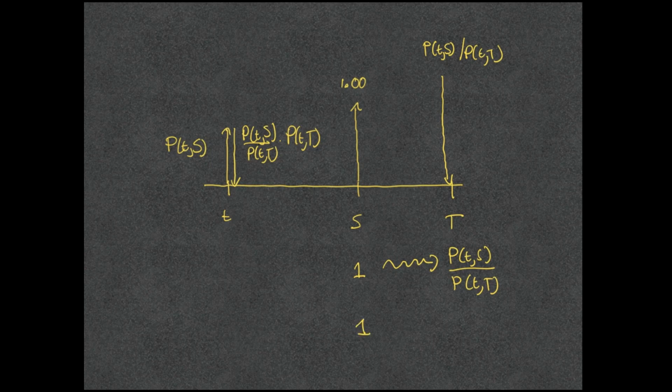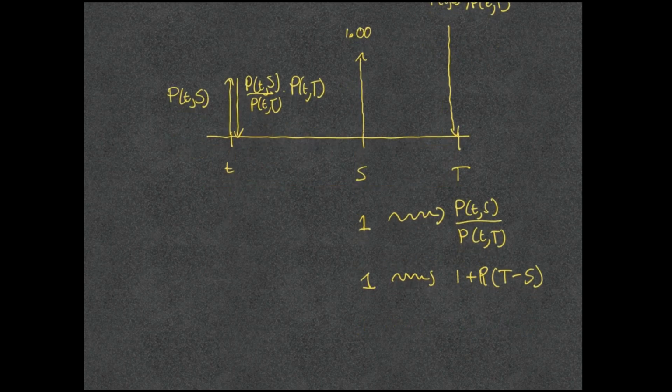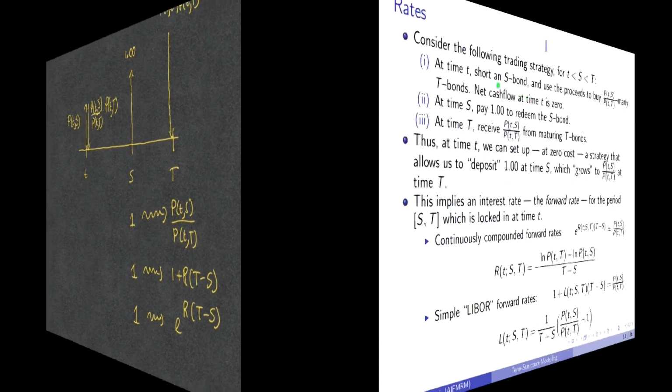Now this looks like we make a deposit of 1 at time S, which grows to P(t,S) over P(t,T) at time capital T, and this applies a discretely compounded rate of capital R over that period. Equivalently, it could imply a continuously compounded rate of capital R as follows. Here the two R's are different and they're called forward rates.